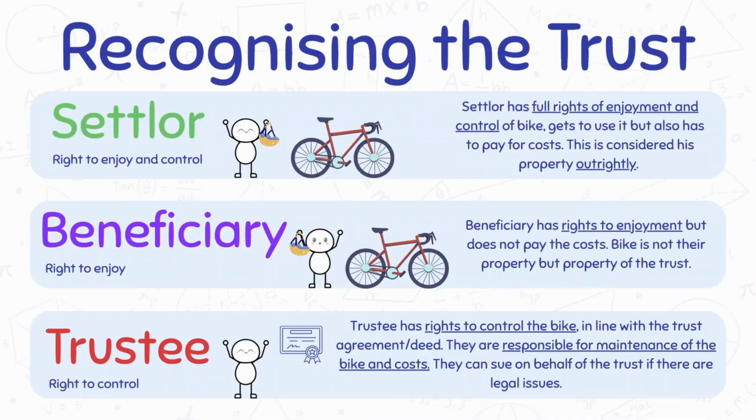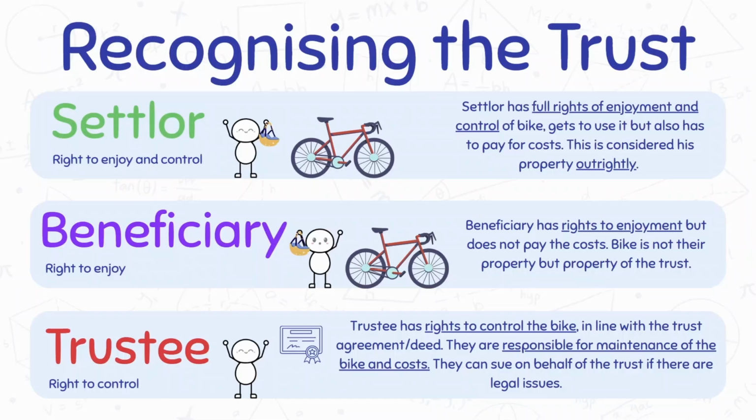No one else can logically therefore have any rights to the same property. This settlor can therefore decide to make a trust and will set out the rules of how this property is going to be handled. Then you have the beneficiary, who will have the rights to enjoy the property, but doesn't have to pay any costs at all. The property, in this case the bike, is not fully their property though. It is still considered property of the trust, which they have beneficial rights to only.